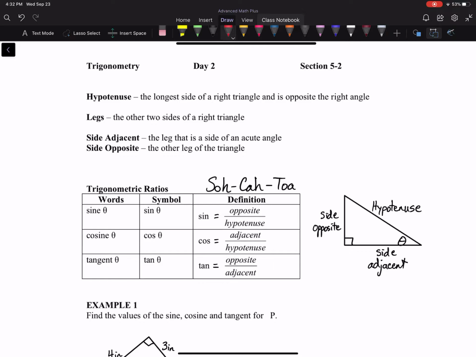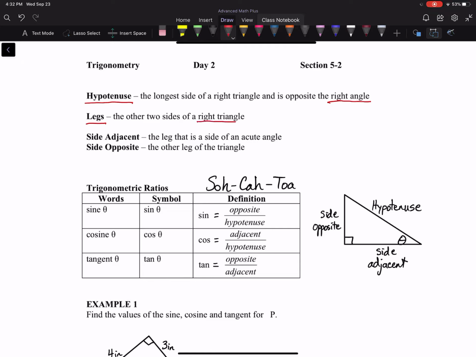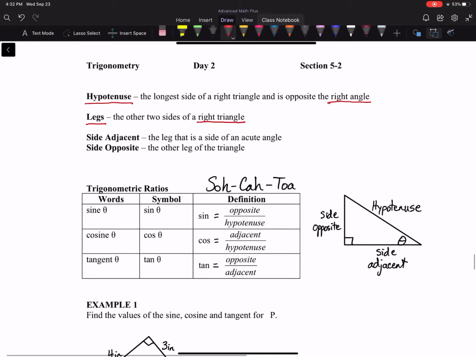So the first thing you need to know is a couple of definitions here. We have the hypotenuse and the legs, and that is simply referring to the triangles. And it has to be a right triangle, okay? So if it's not a right triangle, this doesn't matter. There is no hypotenuse if it's not a right triangle. So on the right triangle, the hypotenuse is always the side opposite the right angle, okay? And then you have the legs, which are the other two sides of the triangle that make up the right angle, okay? So the two sides that are making the right angle are the legs. The hypotenuse is the longest side that is always opposite the right angle.